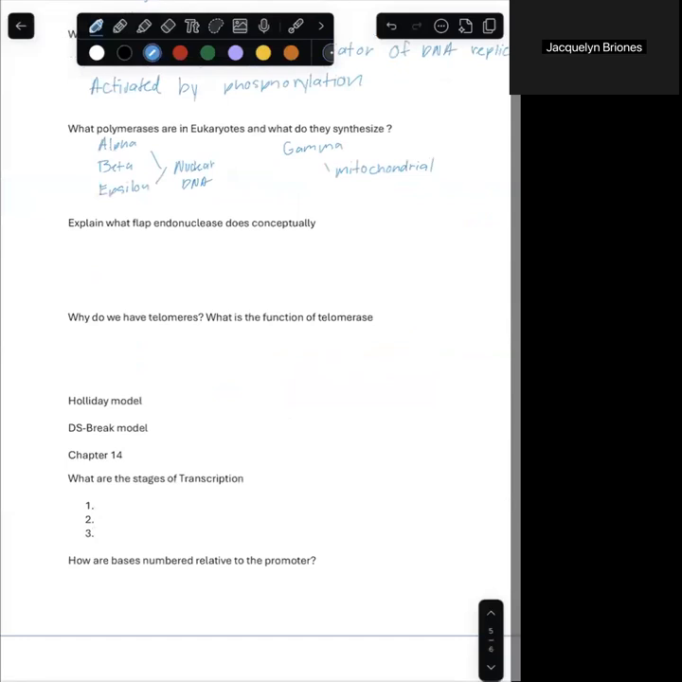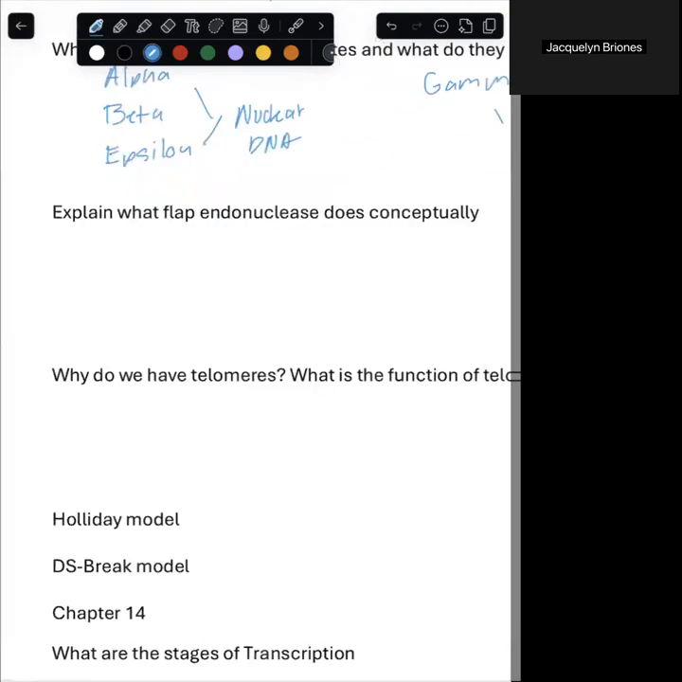Okay, explain what flap endonuclease does conceptually. So flap endonuclease removes primers. It removes small RNA flaps generated by DNA polymerase. DNA polymerase elongates an Okazaki fragment until it runs into an RNA primer of an adjacent fragment.